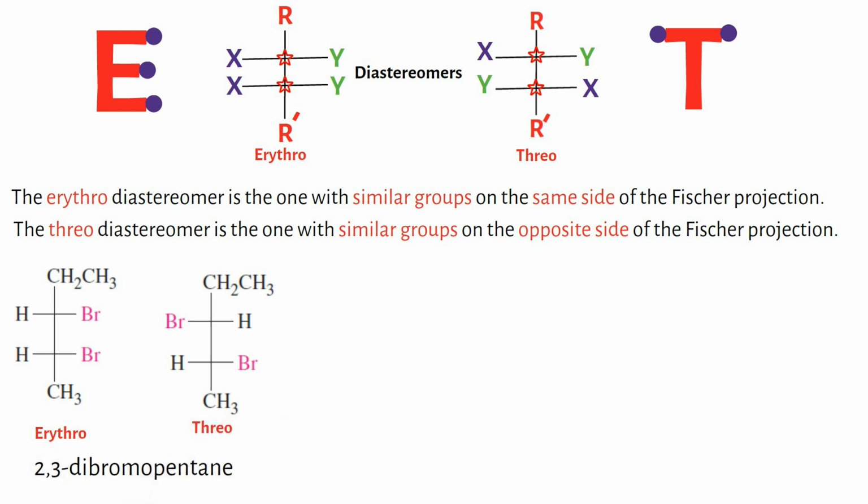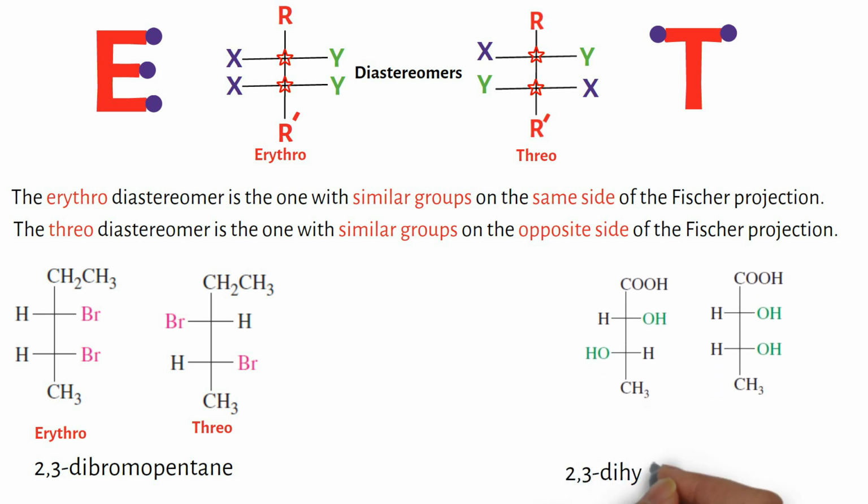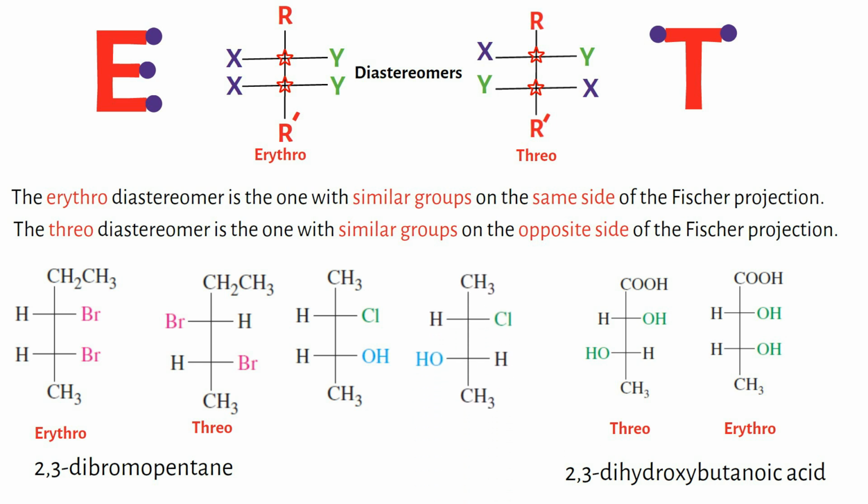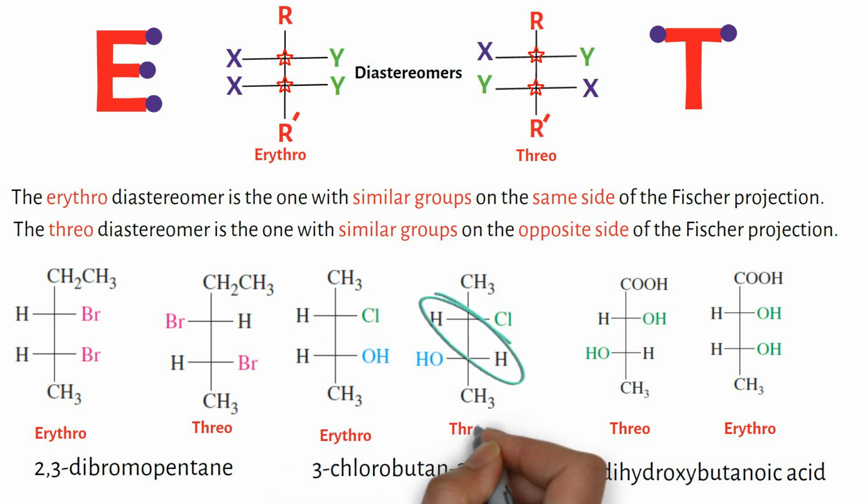Similarly, consider these 2 diastereomers, called 2,3-dihydroxybutanoic acid. This one is threo and this is erythro. These 2 are named 3-chloro-2-butanol. Here hydrogens are on the same side and it is called erythro. And this one has hydrogens on opposite sides and is called threo.